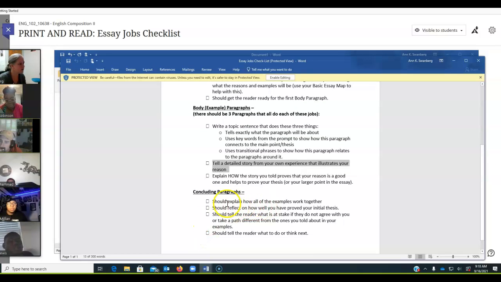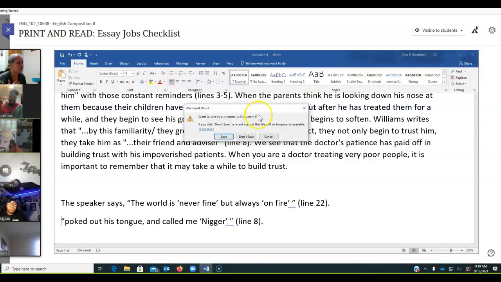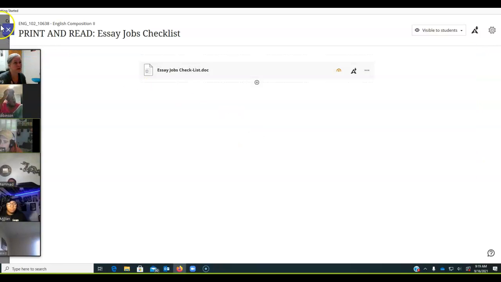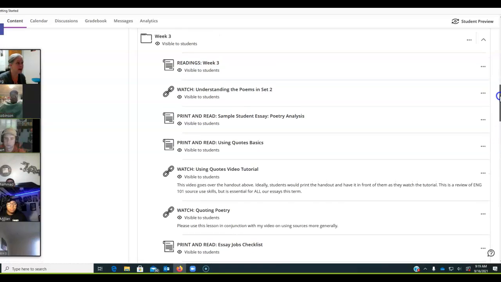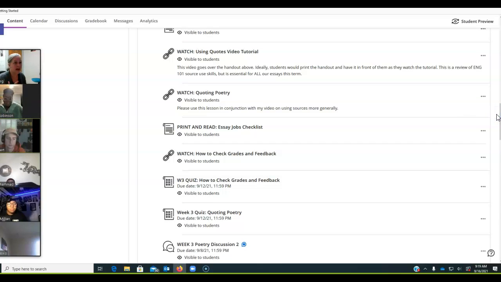And then the concluding paragraph, explain how all the examples work together, reflect on how well you've proved your thesis, tell your reader what's at stake or why the poems are important or why this life lesson that they're trying to teach us through the poetry is important, and then tell your reader what to do or think next. So this is kind of a basic skills handout. I don't want you to ignore that, right? It's under the print and read essay jobs checklist in week 3, I believe, right? But as you're working on your draft, that's a really important tool for you to use, right?